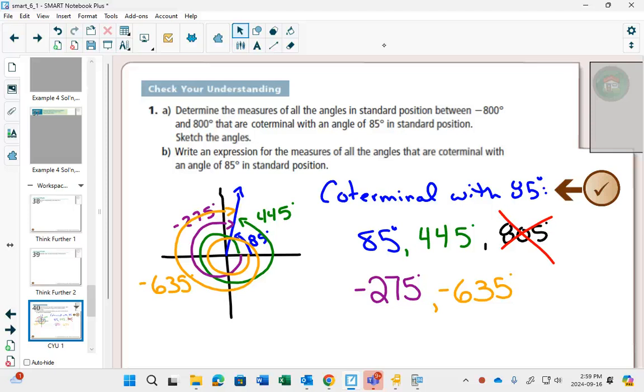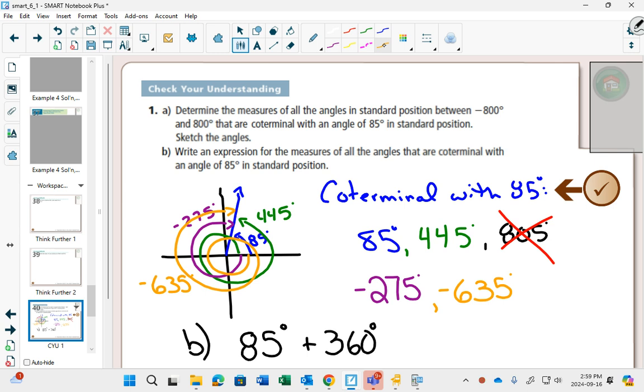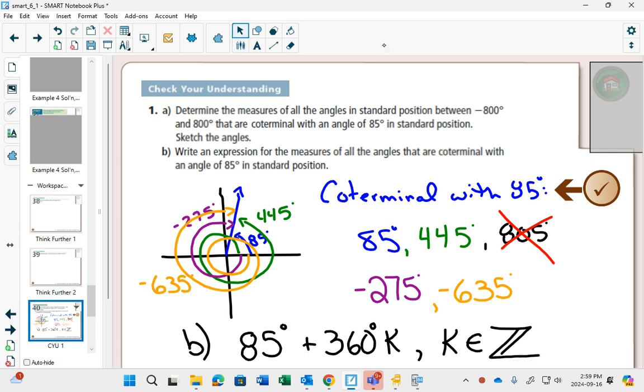Okay, then part B. Write an expression for the measures of all the angles that are coterminal. It's sometimes easier to do all of them because you take 85 degrees. You could add 360 degrees as many times as you wanted. So we put the variable k in there, and then we define that k could belong to the integers. Questions for practice? Are 4 and 5.